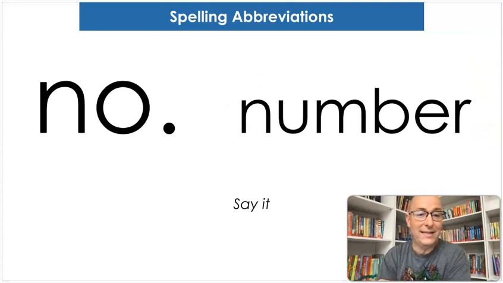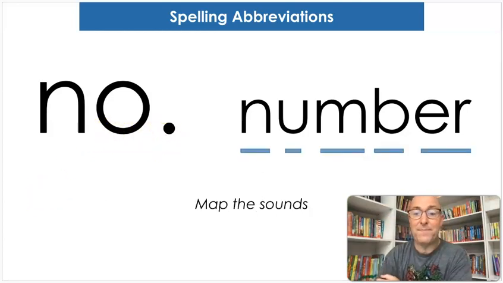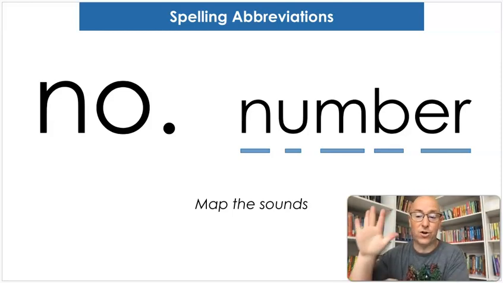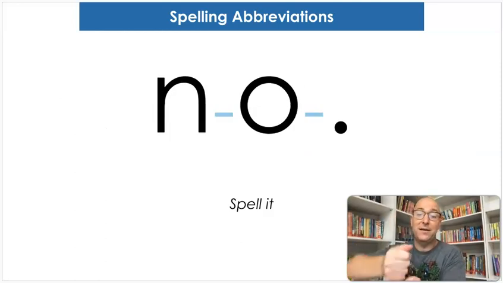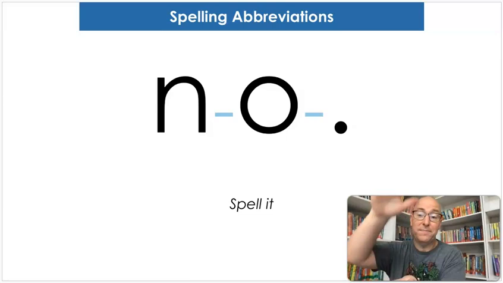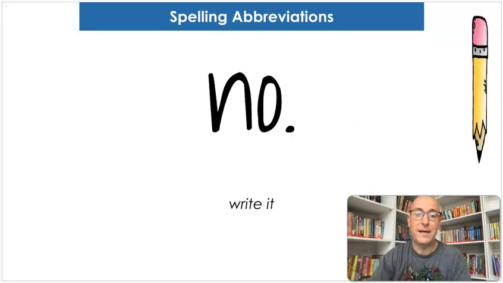Our next one is number. Say number. Of course, you see we write it N-O period. Map the sounds. N, b, number. Spell it. N-O period, number, and write it. N-O, period. And this is not capital because it's not part of a name. It's not part of a proper noun.